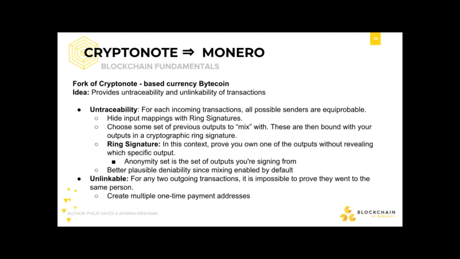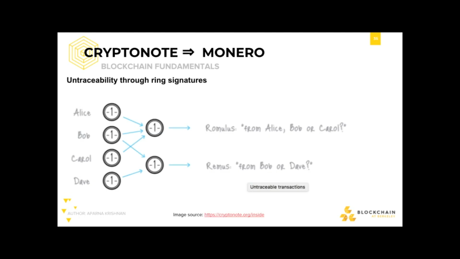So untraceability is basically you want to hide the inputs to transactions. And you do that by using ring signatures. And unlinkability is you want to hide outputs of transactions. And you do that, again, using the same ring signature, but also you create one-time payment addresses. So let's take a closer look at what each of these means.